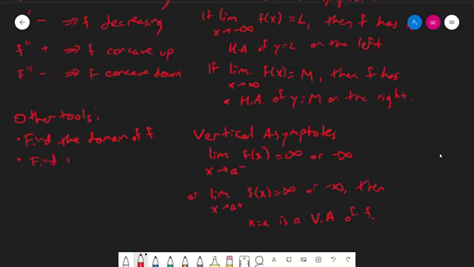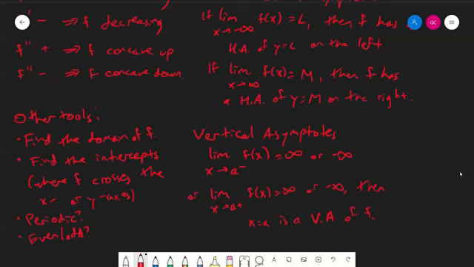You could find the intercepts, in other words, where your graph crosses the x or y axes. And then there are even some other tools that are a little bit more niche, but you can look at whether your function is periodic, whether it is even or odd, and so on.